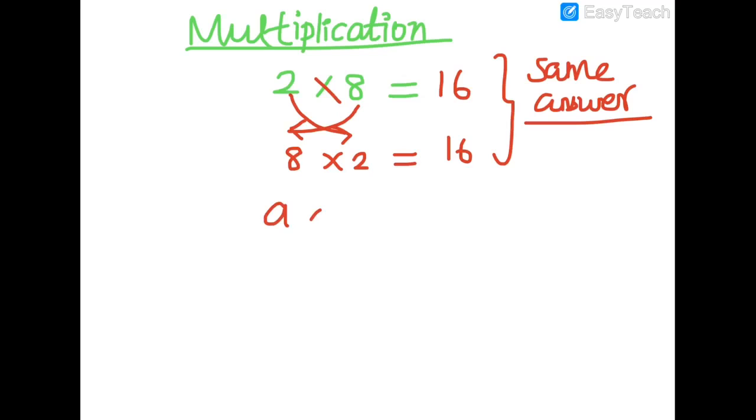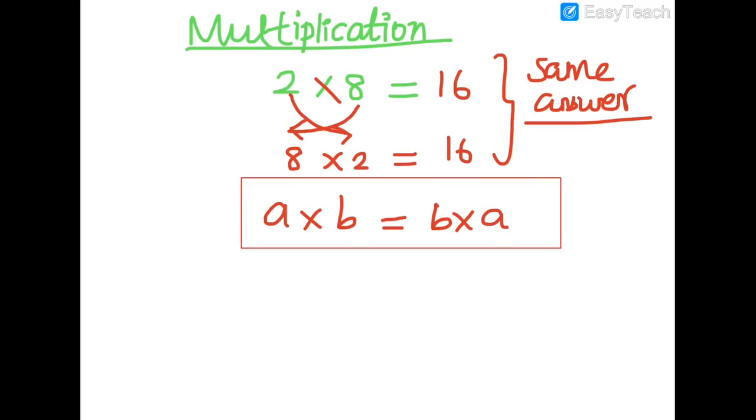So this is a general thing: A into B is equal to B into A. This is the general property of A into B, B into A. A means a whole number, B also a whole number, and B whole number, A also a whole number. When you multiply any two numbers and you get the same answer after interchanging, that means the property is satisfied. So under multiplication, the commutative property will be satisfied.